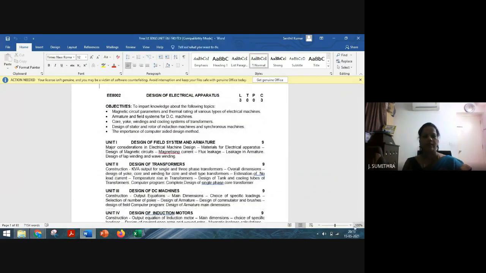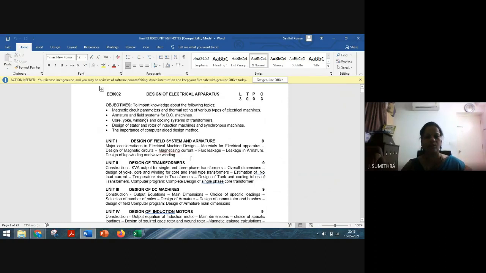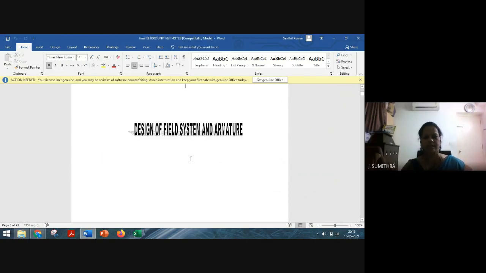Considering Unit 1, it is going to deal with the design of field system and armature. The topics we are going to cover in this unit are, first, the considerations we have to remember before going for any machine design, and also the materials required for constructing a machine, and the design aspects we need to follow for designing your magnetic circuits, and some basic terminologies involving your magnetic circuits. So let me start the unit with the basic things.